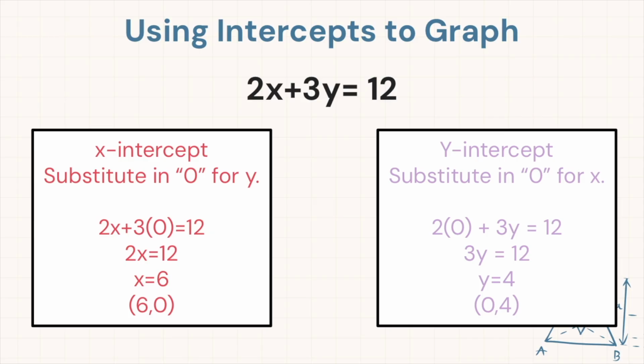So that's our x-intercept. To solve for the y-intercept, we'll substitute 0 in for x. So in this case, it'll be 2 times 0, which is going to give us 0 plus 3y. Divide both sides by 3, and we end up with y equals 4. So then we have the intercepts of (6, 0) and (0, 4). We're going to take those two intercepts, plot them on the graph, and draw a line between. Let's see how that's done in the next example.